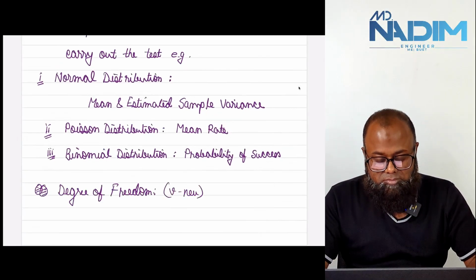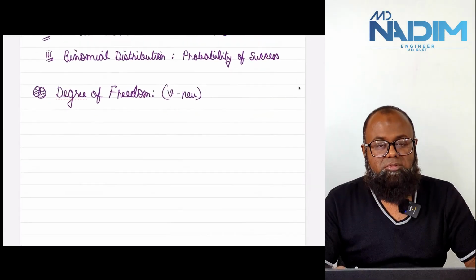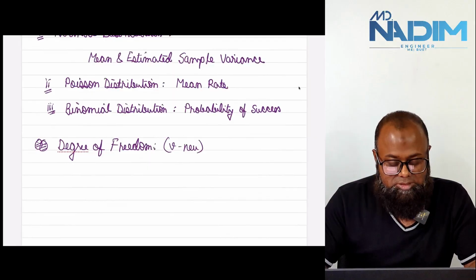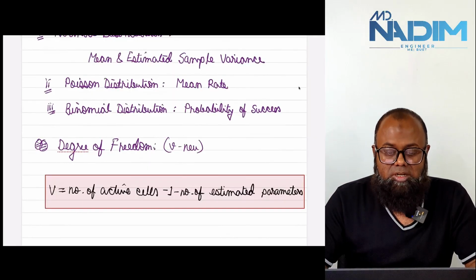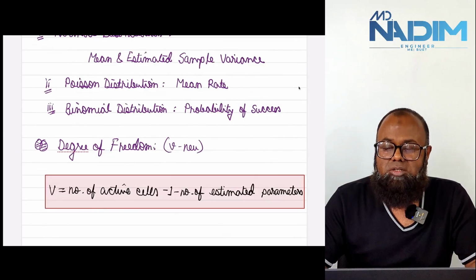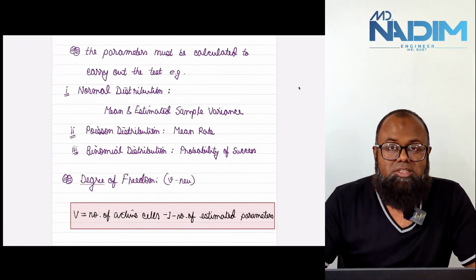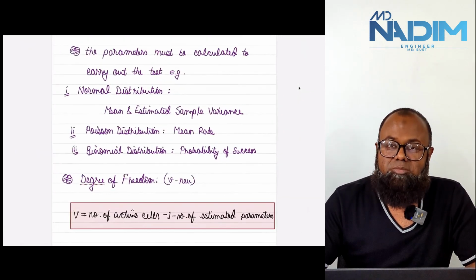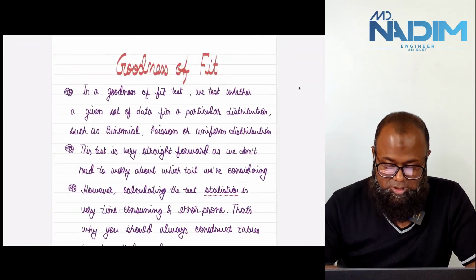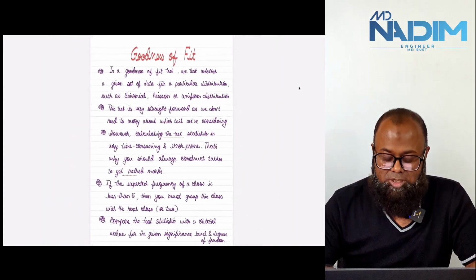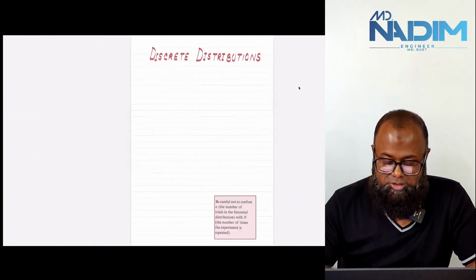Then come to the degree of freedom, that is often denoted as nu, you know that. And this is number of active cells minus 1 minus number of estimated parameters. So these are the points that you should write down in your class notes and try to remember as far as possible. Hope you have written all the points here.